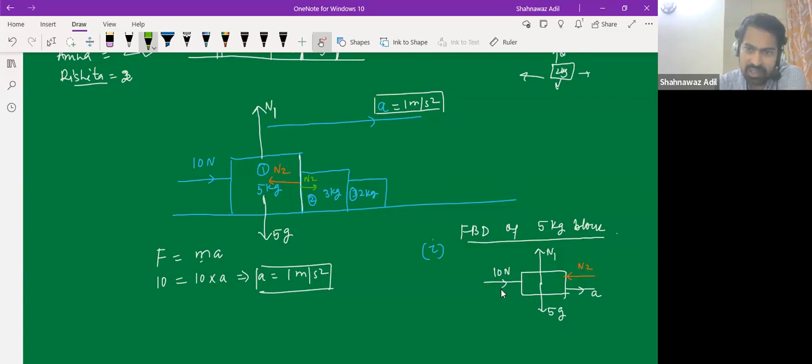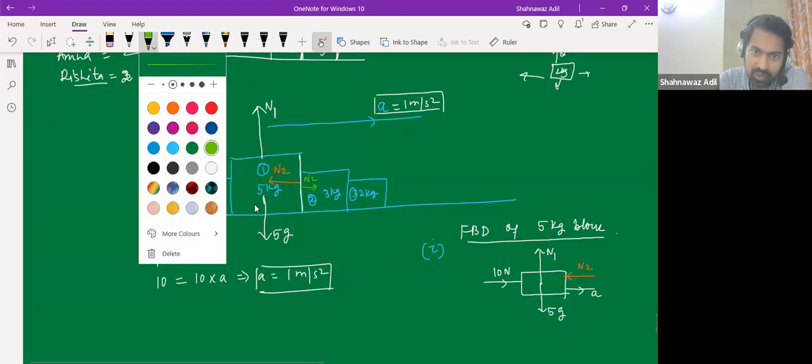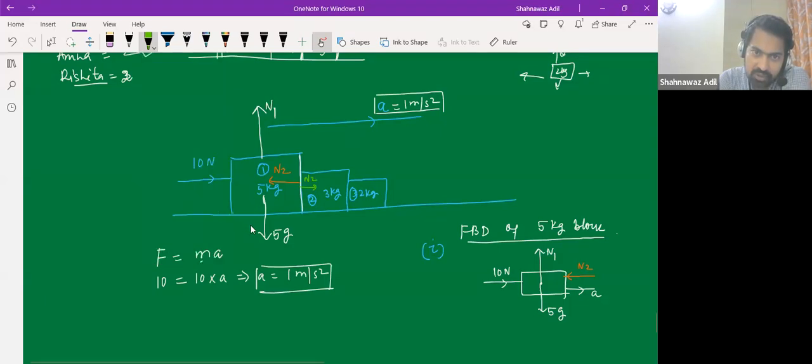So we wrote this 10 Newton, we wrote this acceleration, we wrote this normal reaction by this 3 kg block. Then we wrote the normal reaction by this surface, and then we also wrote this weight. But we have another normal reaction, which is this one, N1. So we didn't write this N1 and we didn't write this N2. Why is that? Can anybody tell?